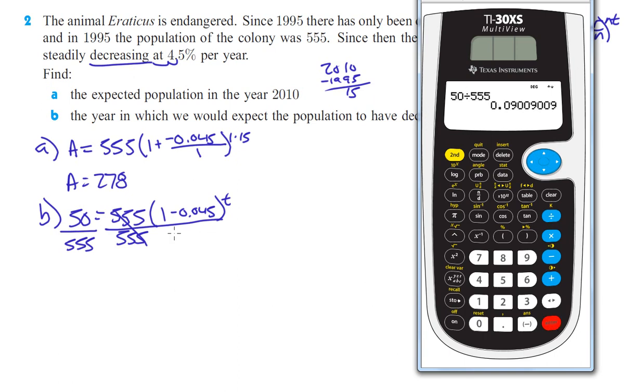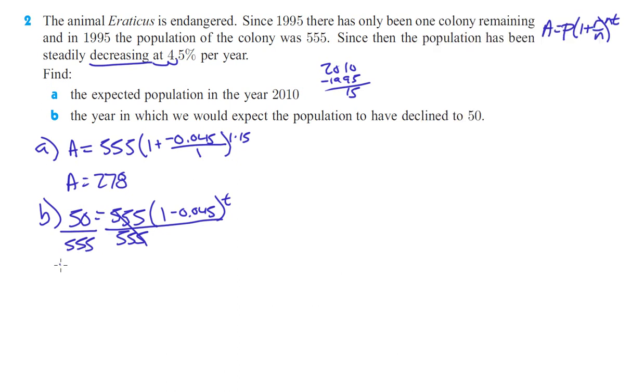And that gives us 0.09009. So let's do this, 0.09 equals, and if we do 1 minus 0.045, that gives us 0.955 to the t power. Okay, and again, we want to get t by itself, so since it's up there, it's the exponent, we've got to take log. So we're going to do log 0.09 equals log 0.955 to the t. This t now can come out front.